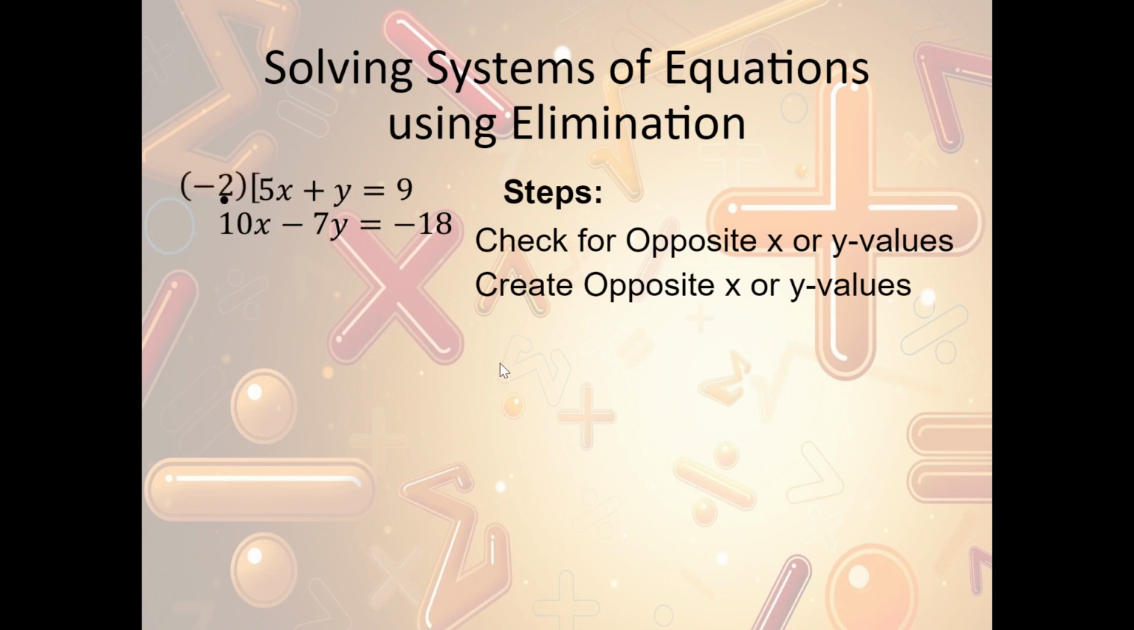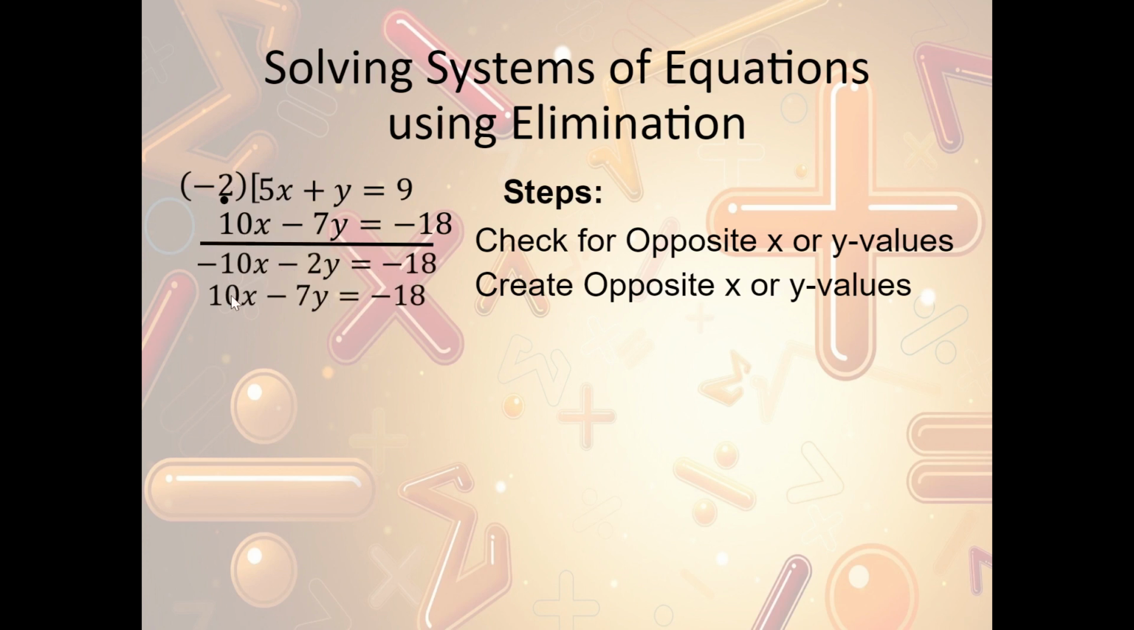This time I'm going to multiply by negative 2. So I get negative 2 times 5x is negative 10x. Negative 2 times y is negative 2y. And negative 2 times 9 is negative 18. So now I have negative 10x minus 2y is equal to negative 18.